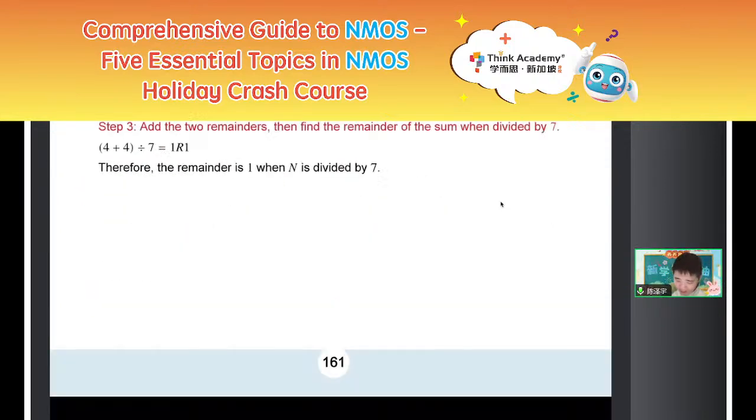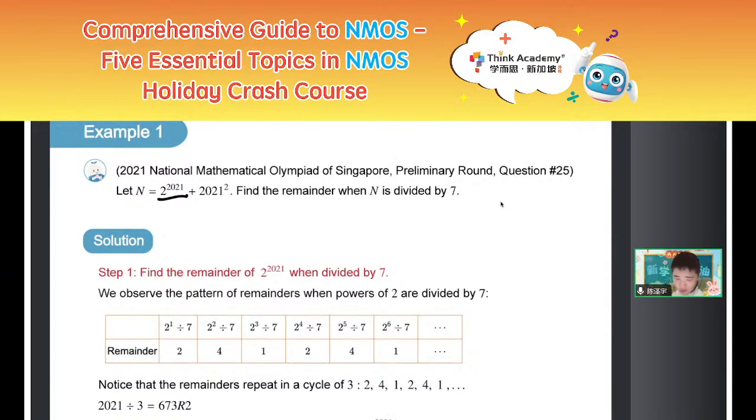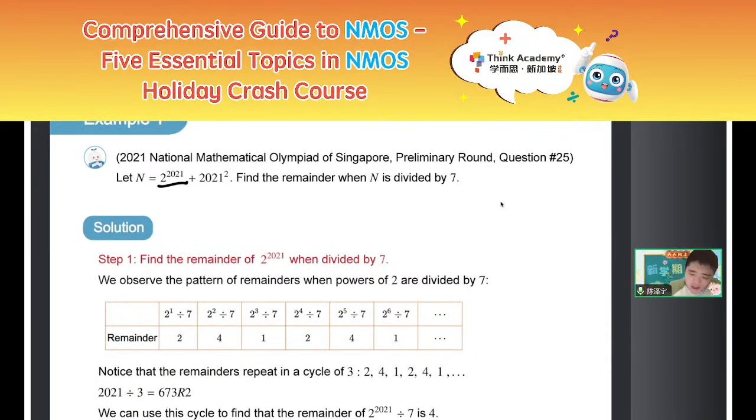And this is page 161. Right, don't be scared, don't be scared. Let's start with 2 to the power of 2021 divided by 7. What is the remainder of this one? Right? What is the remainder of this one? So actually, like I said, we can observe some patterns of the remainders when powers of 2 are divided by 7.